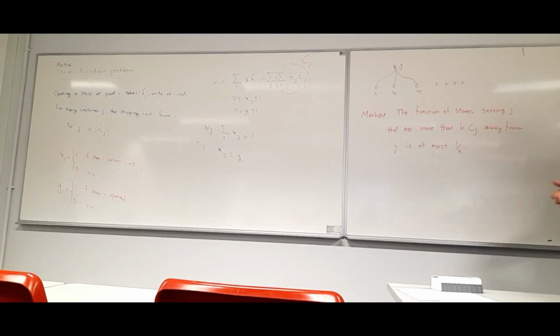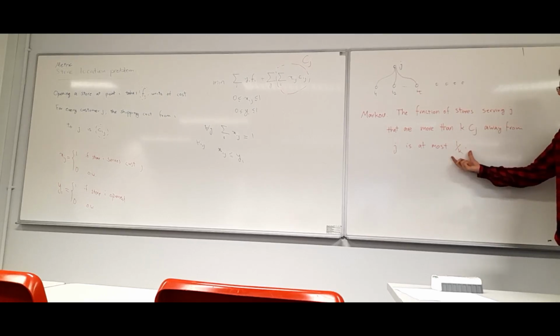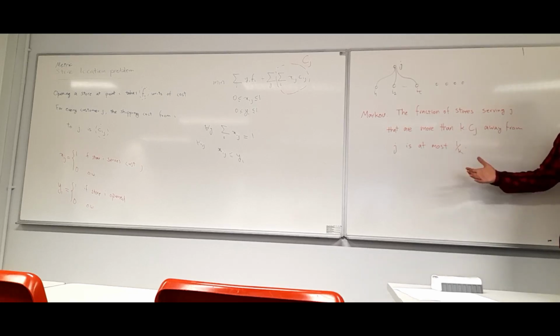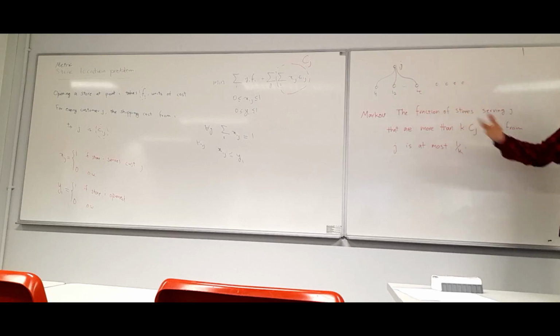Because if I have more than this fraction of stores that are this far away, then my average would be more than Cj, but my average is Cj. Okay.